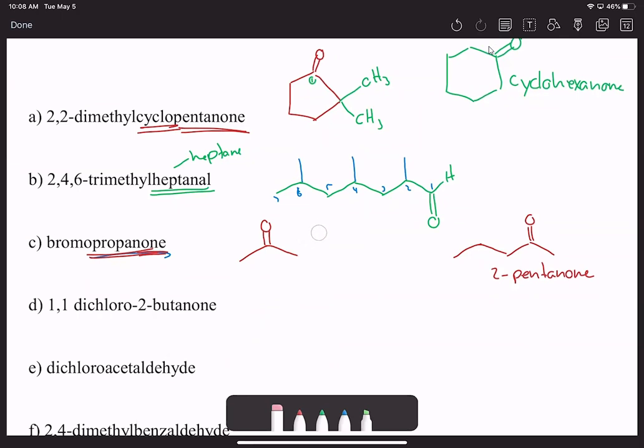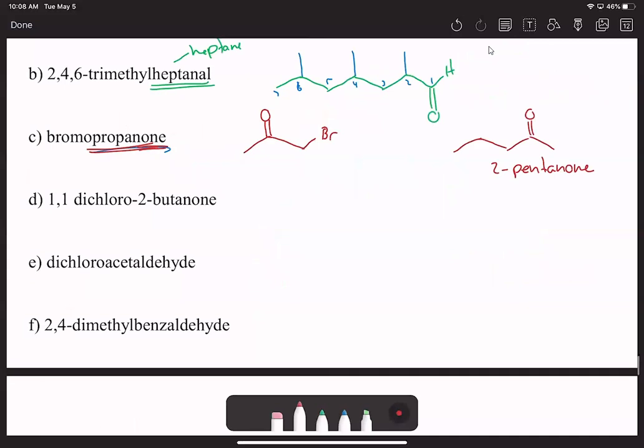I can't put bromine there. I can't do this because that puts 5 bonds around carbon. This carbon here has 1, 2, 3, 4, 5 bonds, so I obviously can't put it there. So we don't end up using any numbers on this, because there's nowhere else for me to put the carbonyl, and nowhere else for me to put the bromine. So this is just bromopropanone.